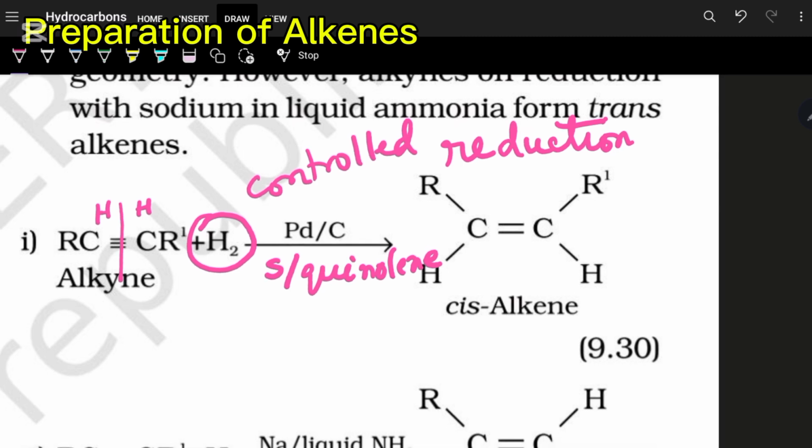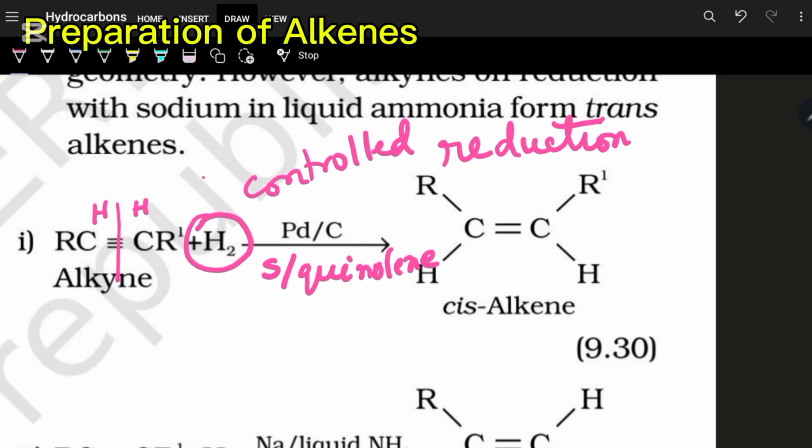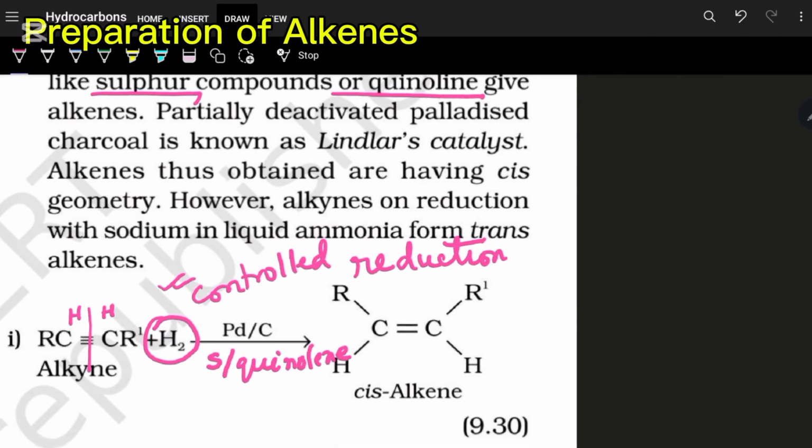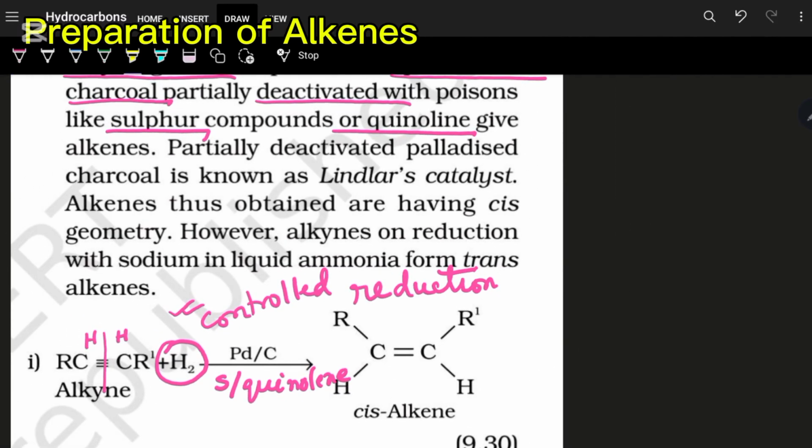Why do we need a catalyst poison? Because it is a controlled reduction method, so we need to deactivate the catalyst. And this partially deactivated palladized charcoal is known as Lindlar's catalyst. So how to obtain Lindlar's catalyst? You need to deactivate the palladized charcoal using sulfur or quinoline.